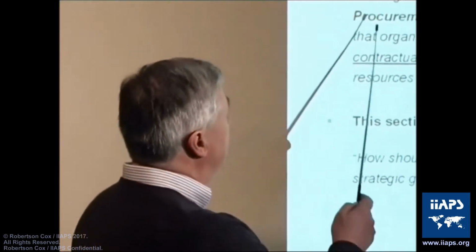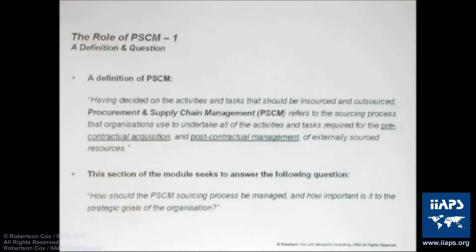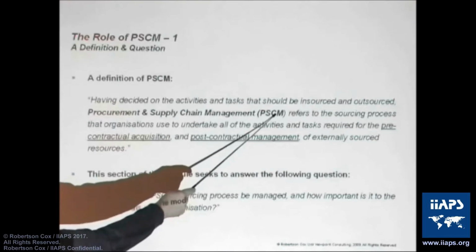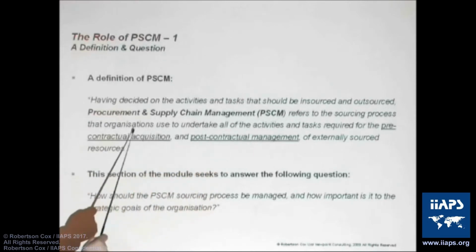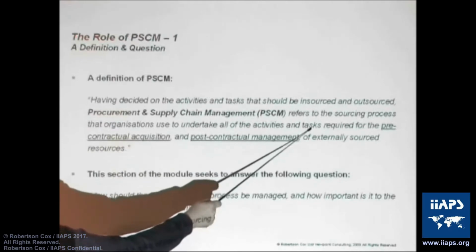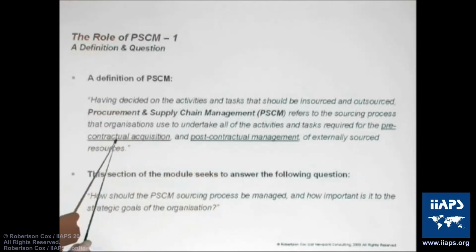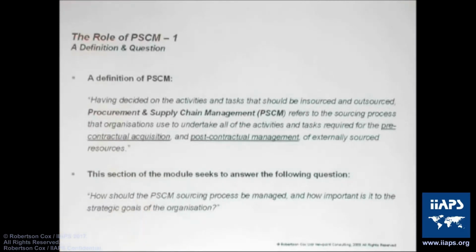So, in the definition in your pack, you'll see the definition that I provided. Having decided on the activities and tasks that should be insourced and those that should be outsourced, procurement and supply chain management, or PSCM as we will use the phrase sometimes in this module, refers to the sourcing process that organisations use to undertake all of the activities and tasks required for both the pre-contractual acquisition process and the post-contractual management of externally resourced goods and services.